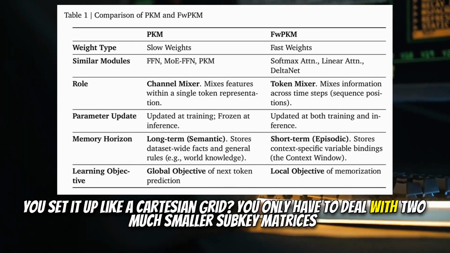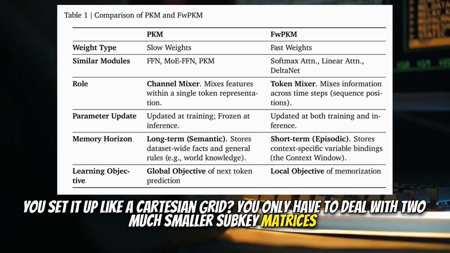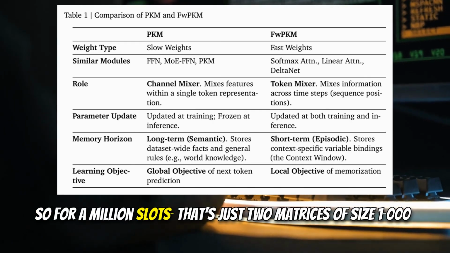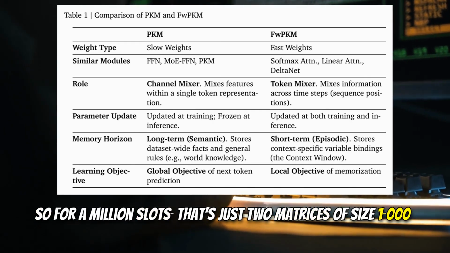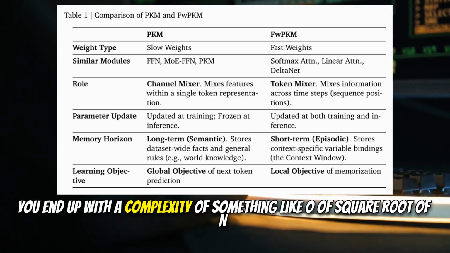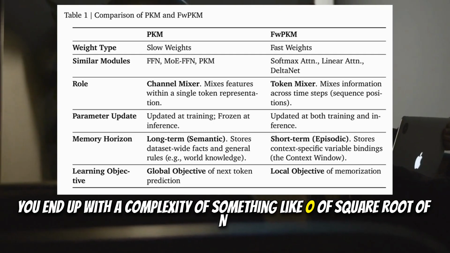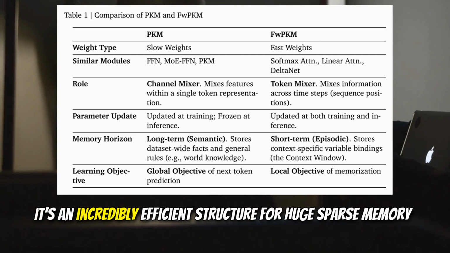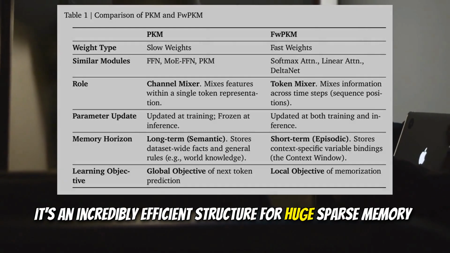You only have to deal with two much smaller subkey matrices. So for 1,000,000 slots, that's just two matrices of size 1,000. That's a huge computational saving. It's massive. You end up with a complexity of something like O(√N K). It's an incredibly efficient structure for huge sparse memory.